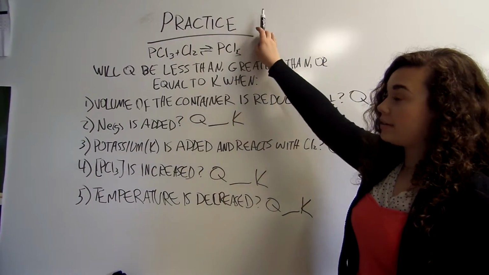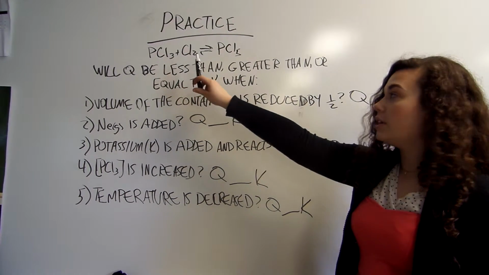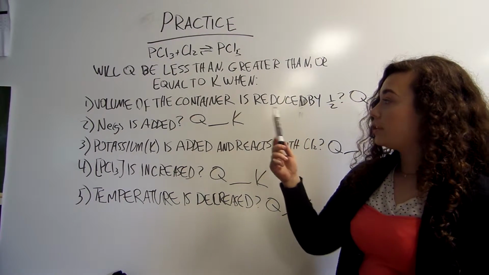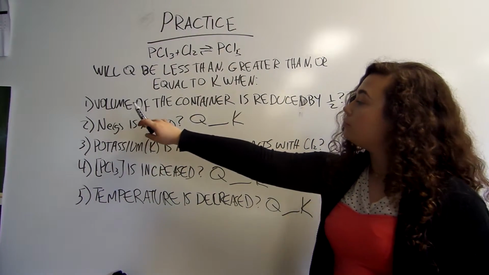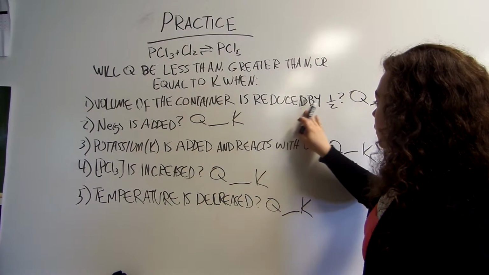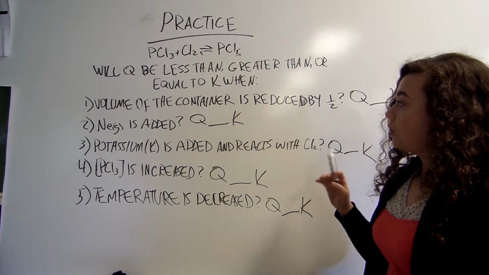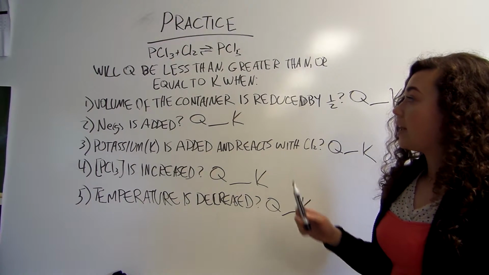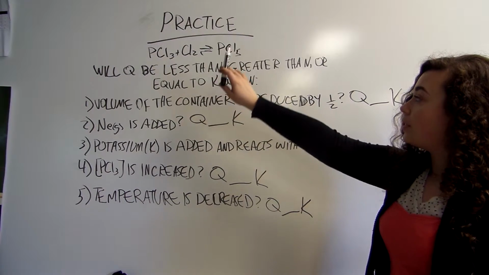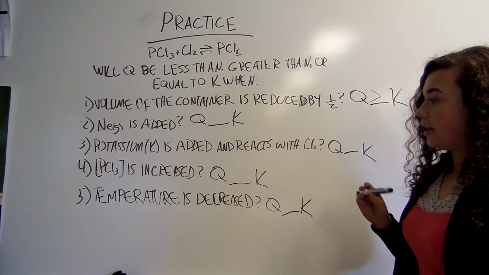Now we're going to work through a practice problem together. We'll be working with the equation PCl3 plus Cl2 yields PCl5. Will Q be less than, greater than, or equal to K when the volume of the container is reduced by a factor of 1/2? If you'll remember, when the volume of the container is reduced, the equilibrium shifts to favor the side that has fewer moles of gas. These are all gaseous. So that would be the product side in this case, which means that Q is greater than K.